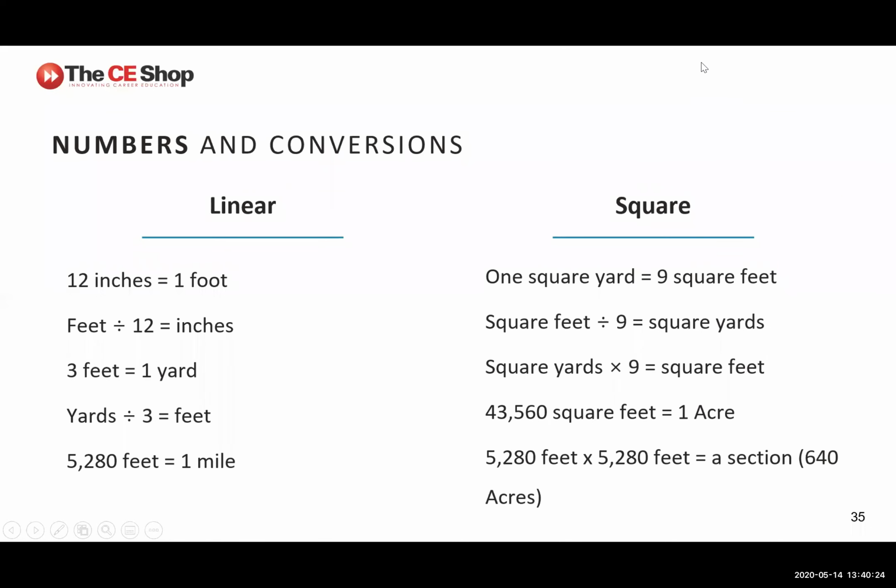Numbers and conversions. I'm not going to go through these for you. You can read them there, but pretty much depending on the question you get, sometimes it's linear feet. Sometimes they get into square feet. Square feet usually comes in if they're talking about rectangular survey system when you're looking at that very last one on the square side. A mile by a mile equals 640 acres, and that's a section.